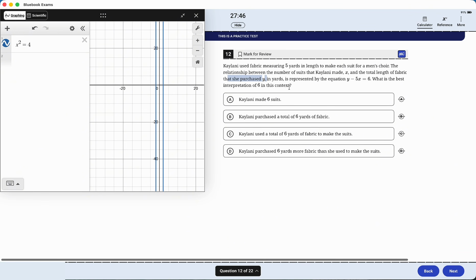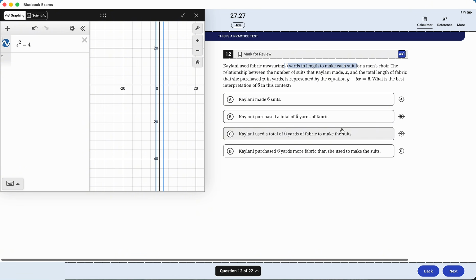This is just a reading problem, right? So they basically tell you most of these things, right? So it says, Kailani purchased fabric 5 yards in length to make each suit, right? That's what this 5 represents. It's kind of like how much yards we need per suit, right? They also told you what X is, and you can start to eliminate things, right?